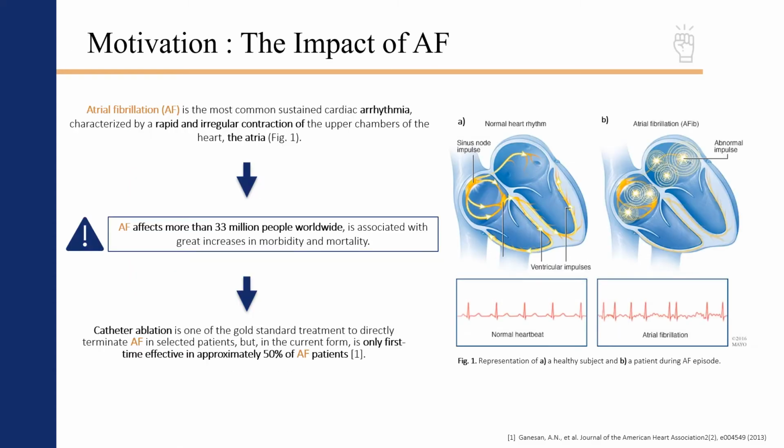The impact of AF. Atrial fibrillation is the most common cardiac arrhythmia, which is characterized by rapid and irregular contraction of the atria, as you can see in the figure, and it can be detected using an ECG, as you can also see. AF affects more than 33 million people worldwide, and although it is mainly managed with medical therapy, catheter ablation is one of the gold standard treatments to terminate AF. However, in the current form, ablations are only first-time effective in 50% of the AF patients.